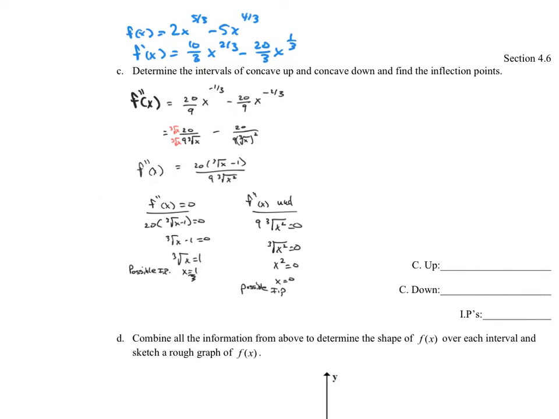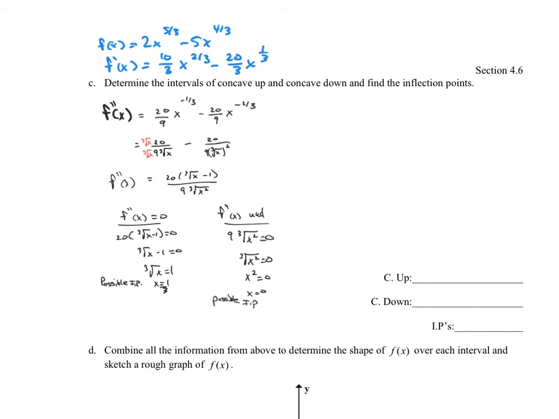So what do I need to do? I need to write my interval out here. Again, I'm plugging everything into the second derivative now. I have 2 points. I have the point when x equals 0 and the point when x equals 1. When it's 0, my second derivative is undefined, and when it's 1, my second derivative is 0.